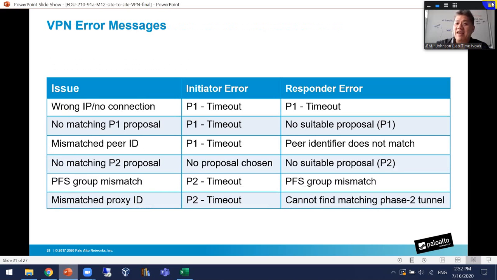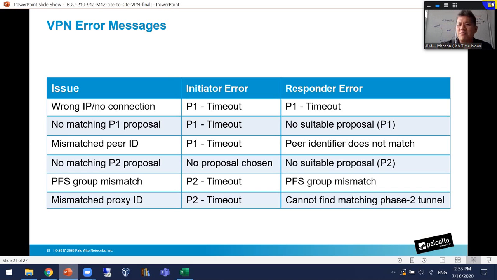For the exam, you normally have to remember this. Sometimes you will see "no suitable proposal P2 from responder." What is the issue? You see a PFS group mismatch from the responder. What is the issue? Then you have a mismatched proxy ID. What is the issue? So these are all the VPN error messages that can appear.